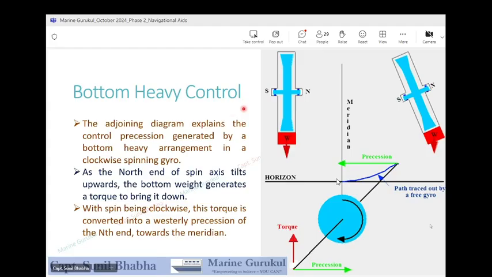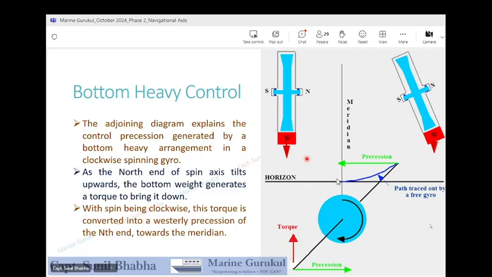You have a similar diagram here, the only difference being that this weight is now attached at the bottom of the casing. You can see the spin axis, two ends of the spin axis represented by N and S. You can see the rotor in the middle. The black outline represents the rotor casing and this red color weight is attached to the bottom now.